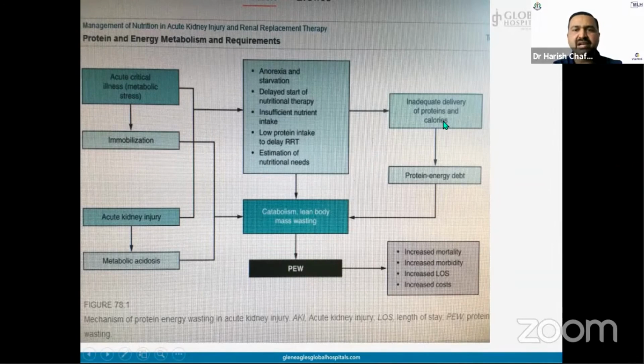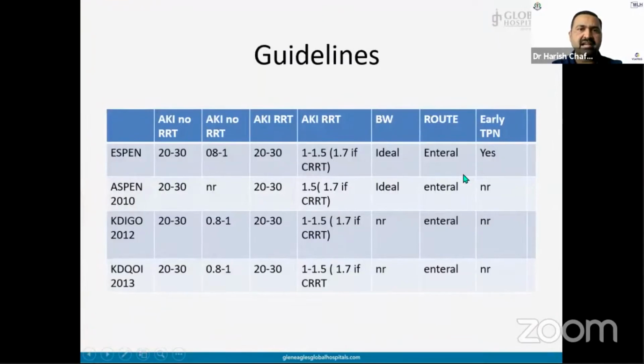And all these factors lead to inadequate delivery of proteins and calories, which leads to protein energy deficit, and again the same. And this protein energy wasting leads to increased mortality, increased morbidity, increased length of stay, and increased cost to the patient. So this is all we need to know, and we need to correct it as soon as possible. And then these are the guidelines, ISPEN, ASPEN, KDIGO, and these are the recommendations. The route is definitely enteral. Everybody will prefer it, but a few patients need to combine parenteral where the goals are not met.